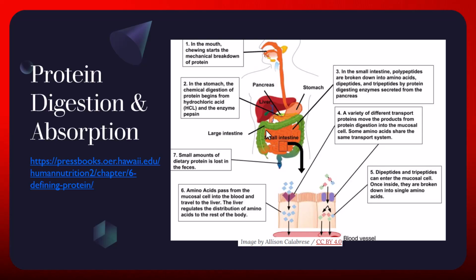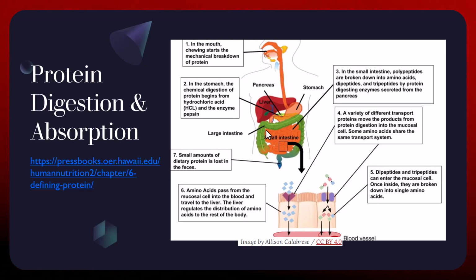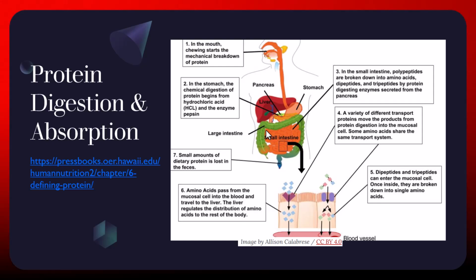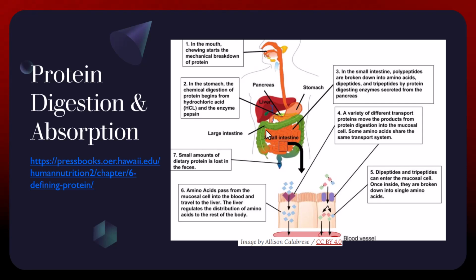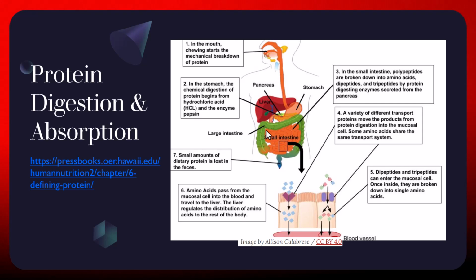In the small intestine, polypeptides are broken down into amino acids, dipeptides, and tripeptides by protein digesting enzymes secreted from the pancreas. And then a variety of different transport proteins move the products from protein digestion into the mucosal cells.